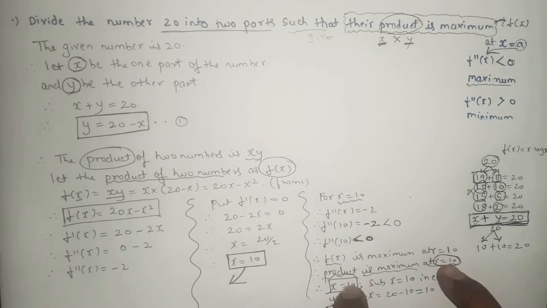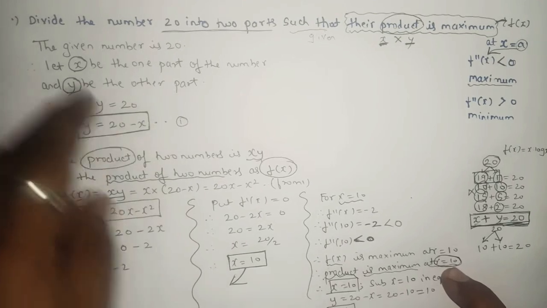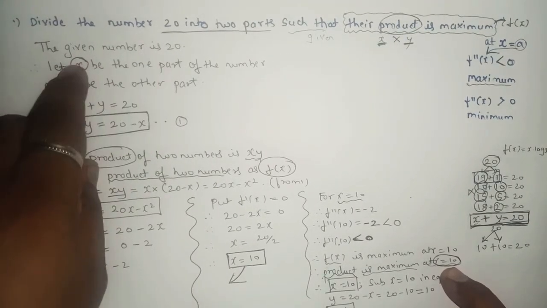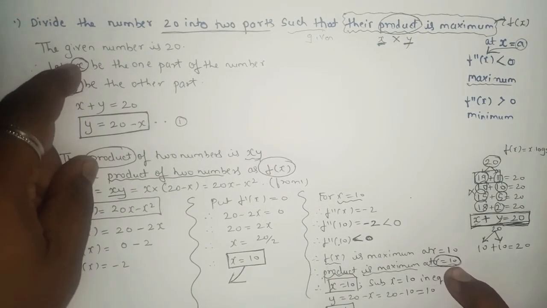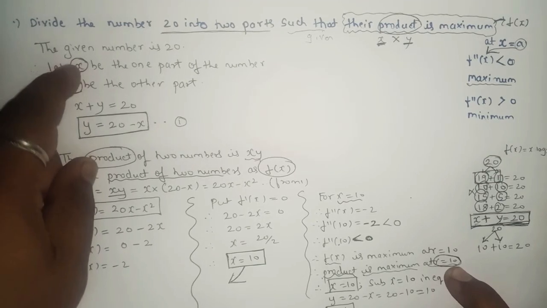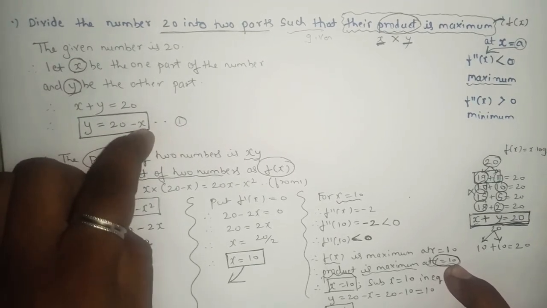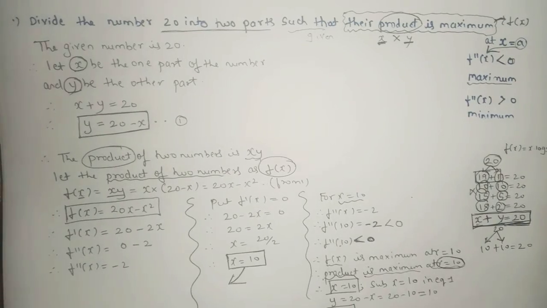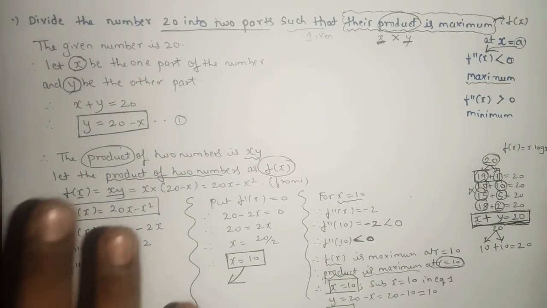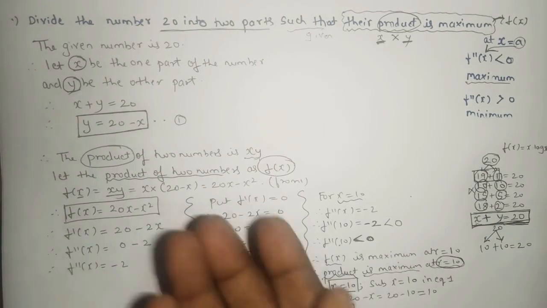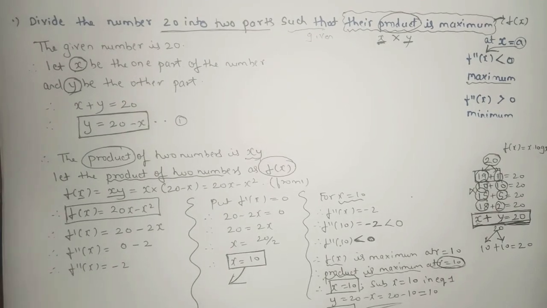If x equals 10, the product is maximum, so directly we can say that for the first part we took x, and we got the value of the first part as 10. After replacing the value, you will get the second part also. So here we divided the 20 into two numbers, 10 and 10. In this way you have to present your sum.